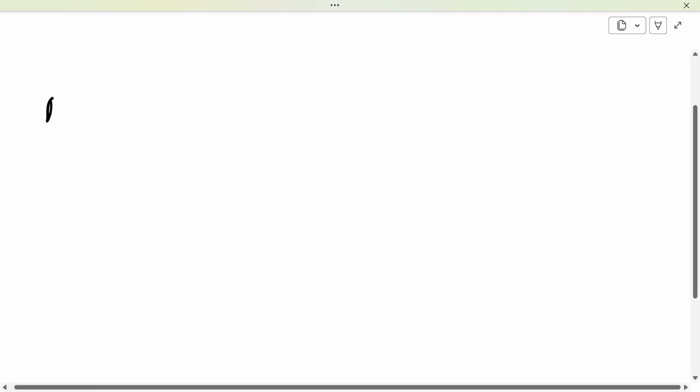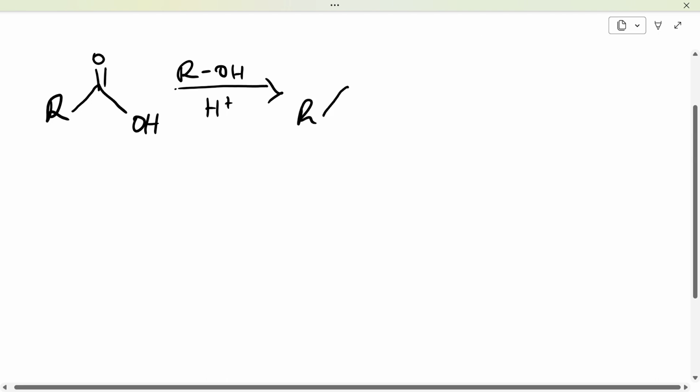I'm going to talk about Fischer esterification. When a carboxylic acid, for example, is reacted with an alcohol in an acidic environment as a catalyst, we will form an ester plus water.